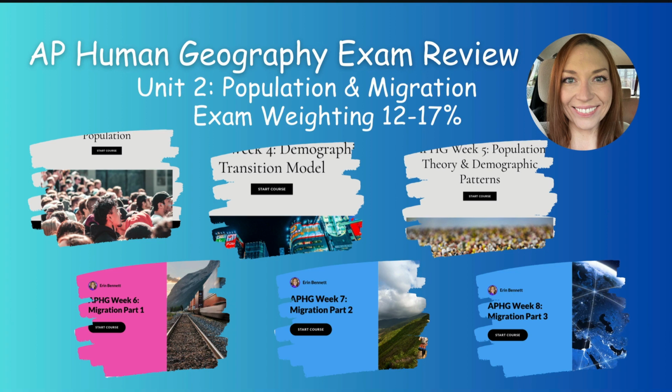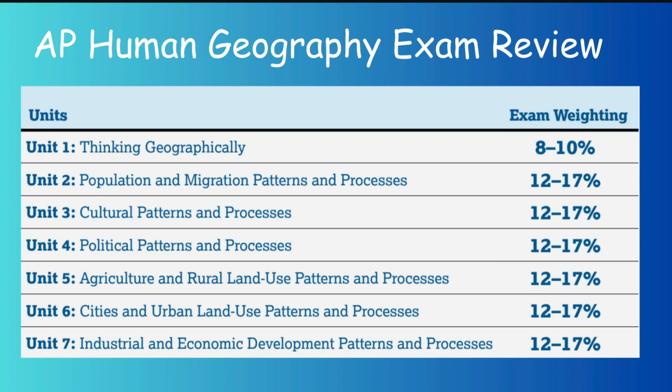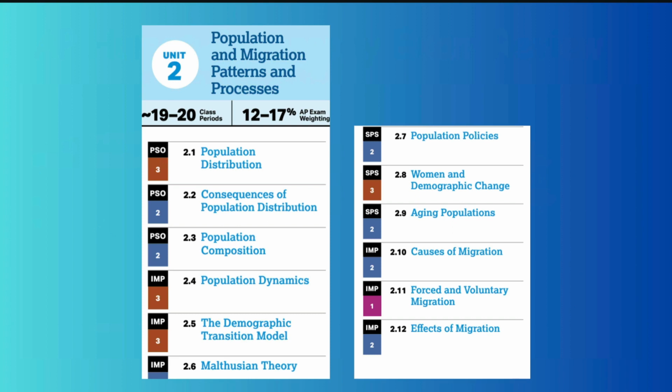Hello again, everyone. So, we're going to continue our review, kind of a broad overview, preparing for the AP exam with population and migration, which should be about 12 to 17% of the score. The College Board course outline calls this Unit 2.